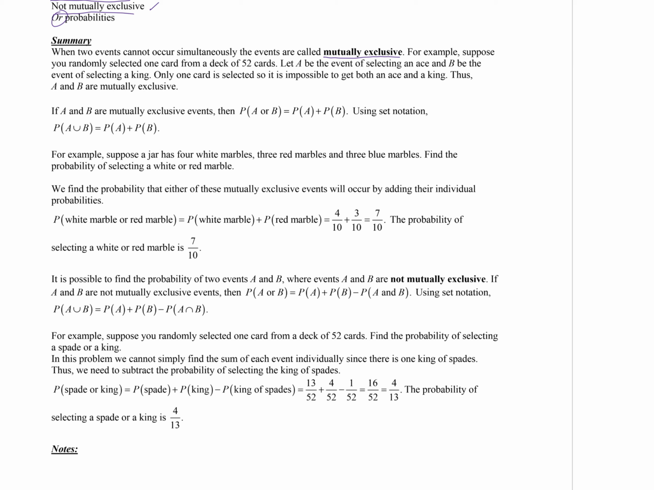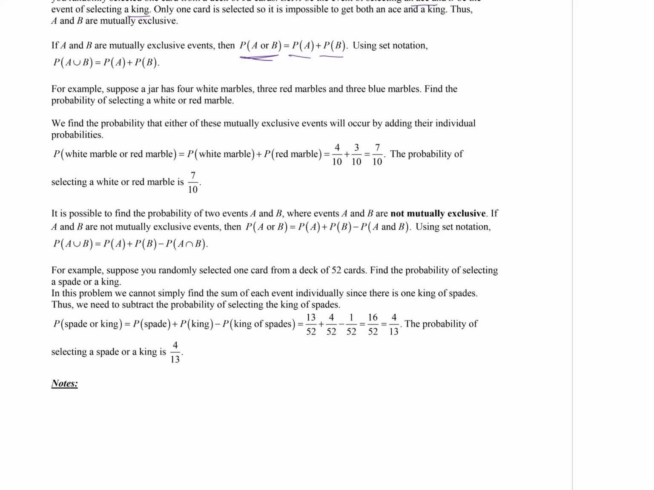So suppose you select a random card from a deck. Let A be the event selecting an ace and B the event selecting a king. So those are exclusive events. It's never possible to satisfy both of those at the same time, right? They're always separated. So if you want to find the probability of one event occurring, but it has two possible options, like a king or an ace, then that's going to be just adding the probability of a king and the probability of an ace. Simple as that.